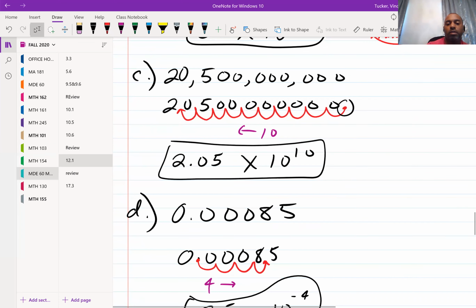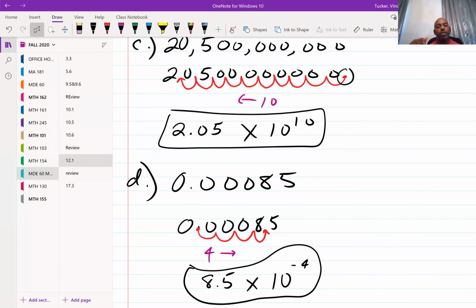All right, any questions? All right. And then here, 0.00085. Take your decimal, move it 4 places to the right to create a number in between 1 and 10, which is 8.5. And that would be 8.5 times 10 to the negative 4th. Any questions?